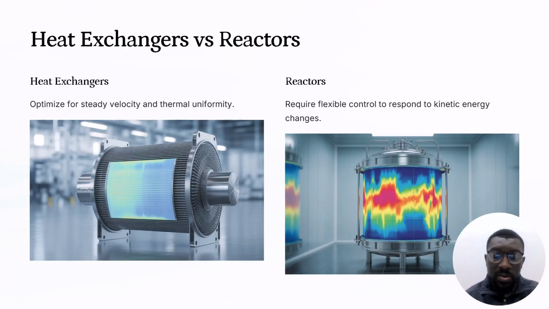On the heat exchanger versus reactor, we made a comparison here. On the heat exchanger side, we optimize for steady velocity and thermal uniformity. We want to make sure the heat is uniform across, that way we don't have too much heat dissipation. And the reactor side requires flexible control to respond to the kinetic energy changes. So we have to make sure that it is flexible, also for safety purposes.